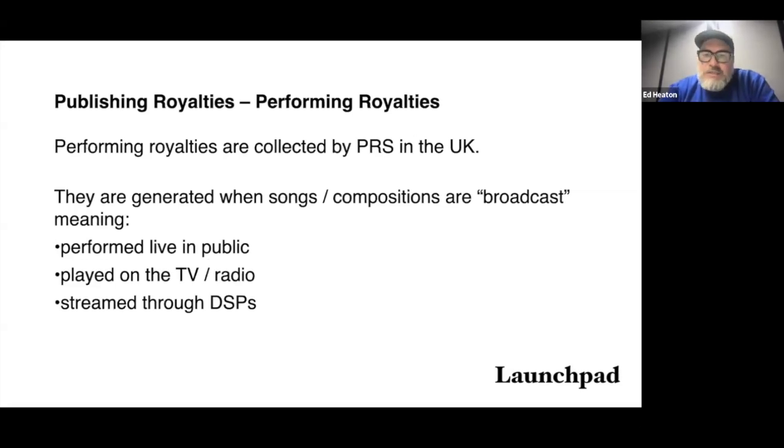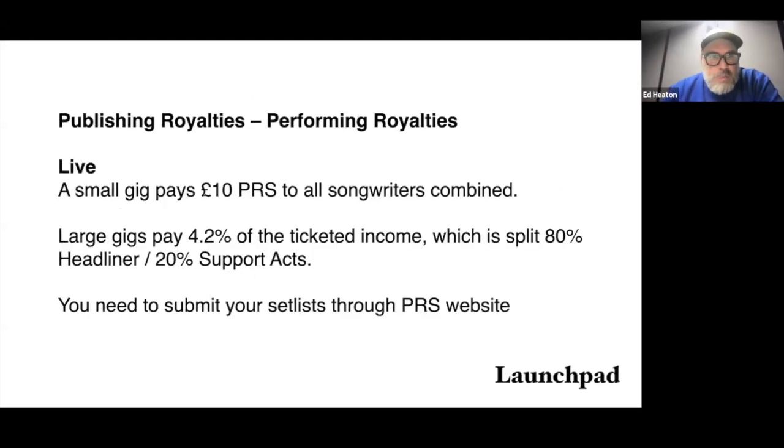Performing royalties are collected by PRS in the UK. They are generated when compositions are broadcast, meaning performed live in public, played on TV and radio, or streamed through DSPs. So essentially, these are the main ways that you will earn money as a songwriter. Performed live in public can also mean played in public via PA systems.